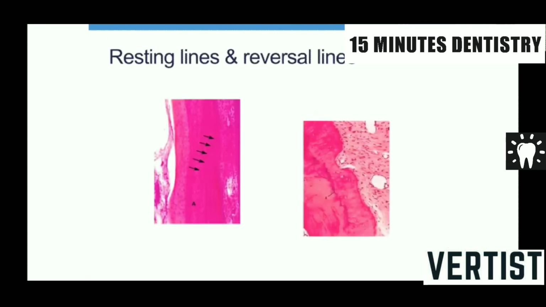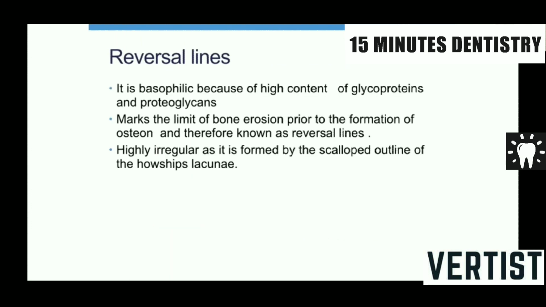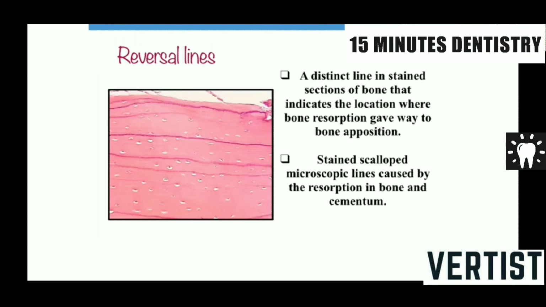Whereas the other lines which are formed by the resorption base are called reversal lines. So reversal lines are basically basophilic. They have a high content of glycoproteins and proteoglycans. They mark the limit of bone erosion prior to the formation of the osteon, and therefore they are known as reversal lines, because they mark the limit of bone erosion prior to the formation of the new bone. Highly irregular, it is formed by the scalloped outline of the Howship's lacunae. The distinct line stained in sections of bone indicates the location where bone resorption gave way to bone apposition. The distinction between bone resorption and bone apposition.